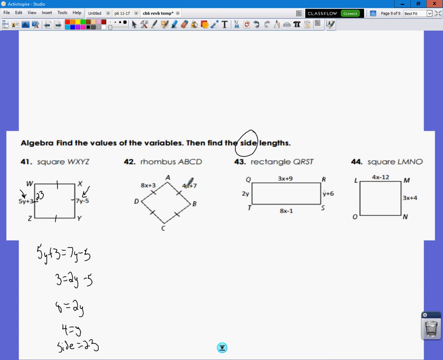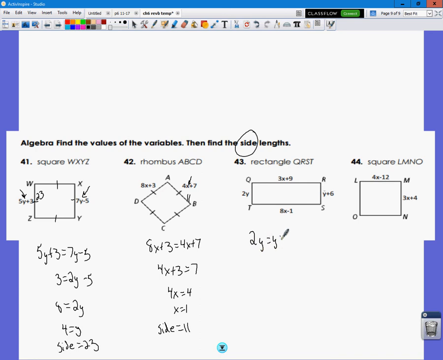They've shown me that this is a rhombus. All four sides are equal, so 8x plus 3 is equal to 4x plus 7. Subtracting 4x, 4x plus 3 equals 7. Subtracting 3, 4x is equal to 4, which means x is 1. Plug 1 back in. 4 times 1 is 4, plus 7 is 11. Each one of these sides is 11.